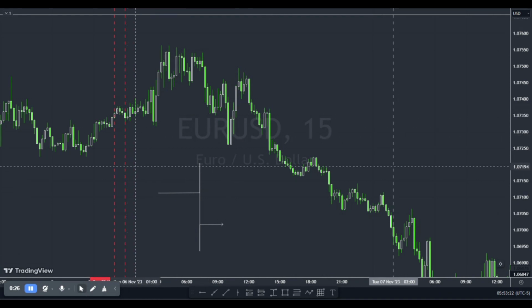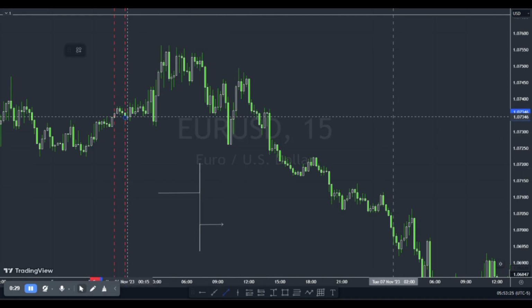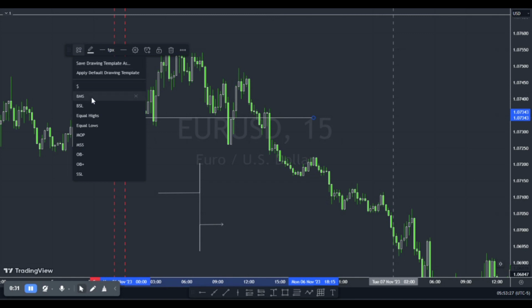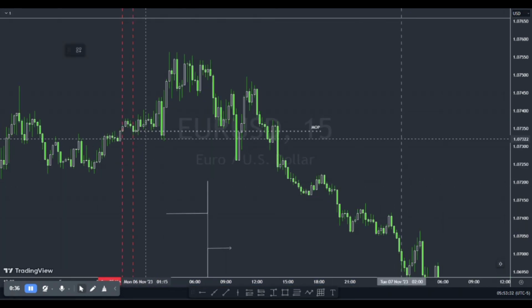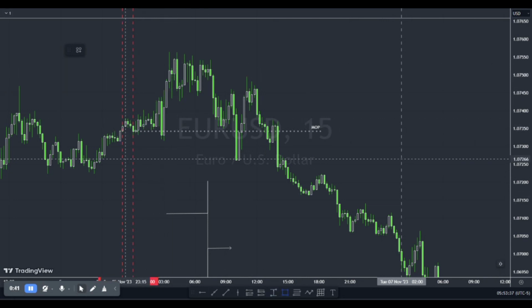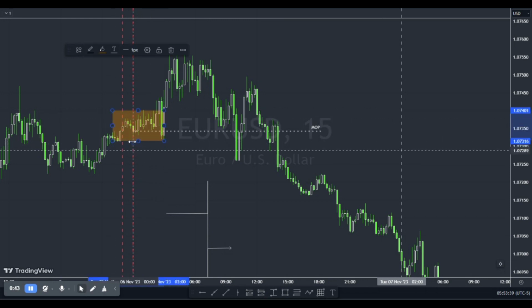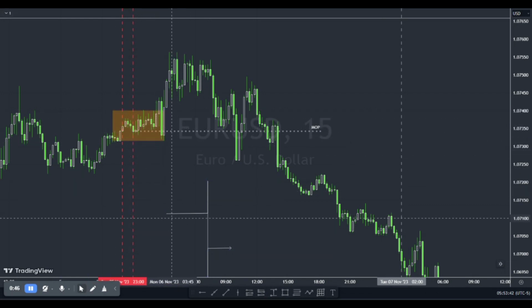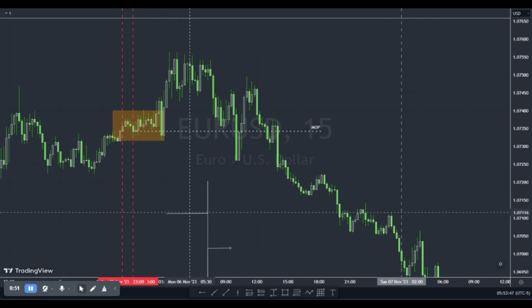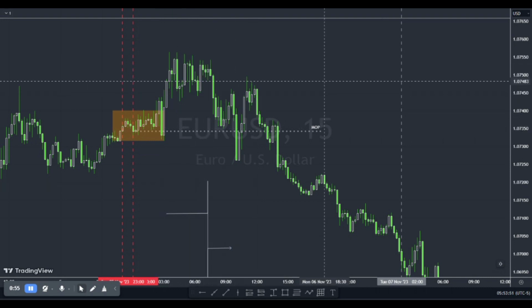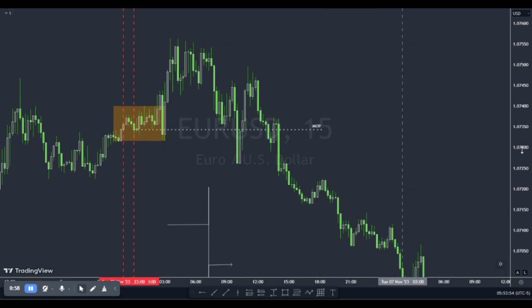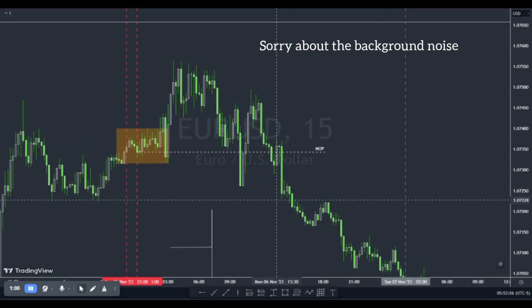So this pattern, you can see it right here. Let me mark out the midnight open price, MOP, midnight open price. So what do we see? We see price rally up from the midnight open price. This right here is the accumulation phase. Then we have the manipulation phase, that's this going up right here. And this is where we scatter our entries, putting our kill zones at the back of our mind.